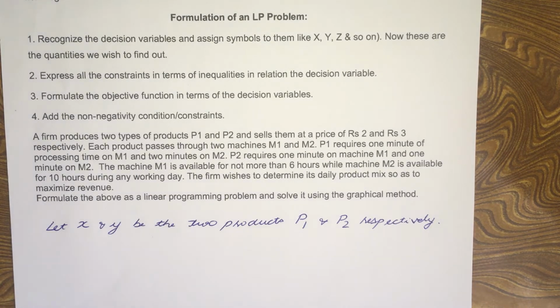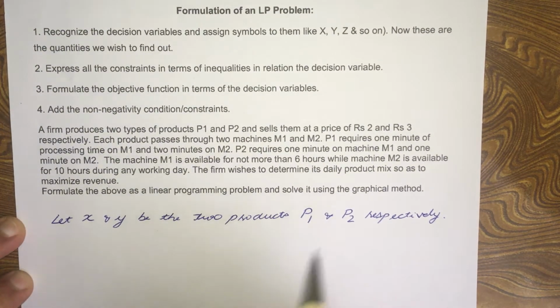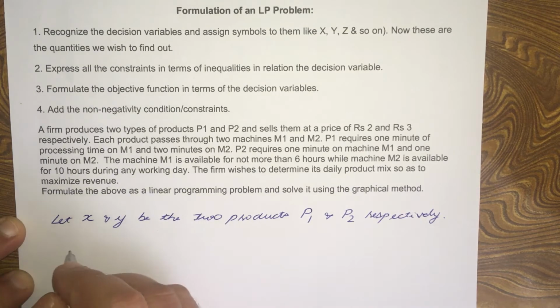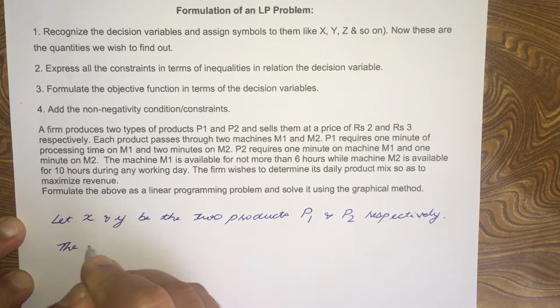Now, how many decision variables can there be? As many as possible. In this problem there are only two decision variables, but there can be three or four or even more decision variables. And there can be more than one constraint: two constraints, three constraints, multiple constraints. But in this problem, we're only going to deal with two decision variables. Now, the objective function.